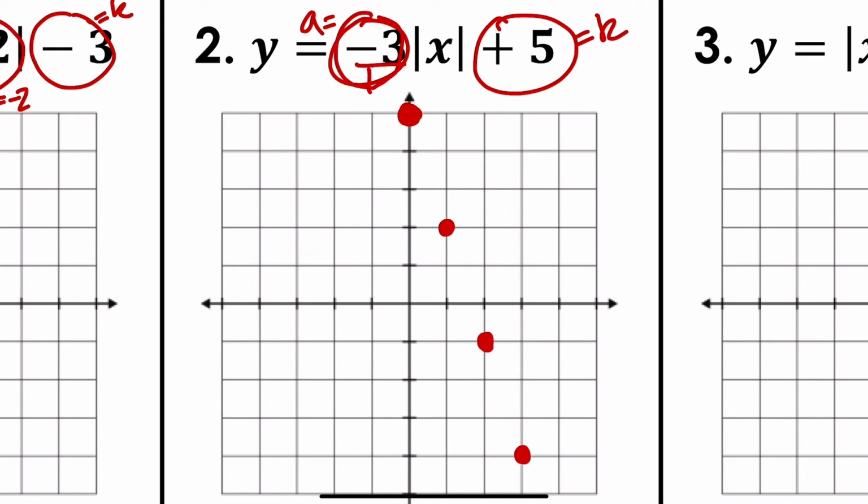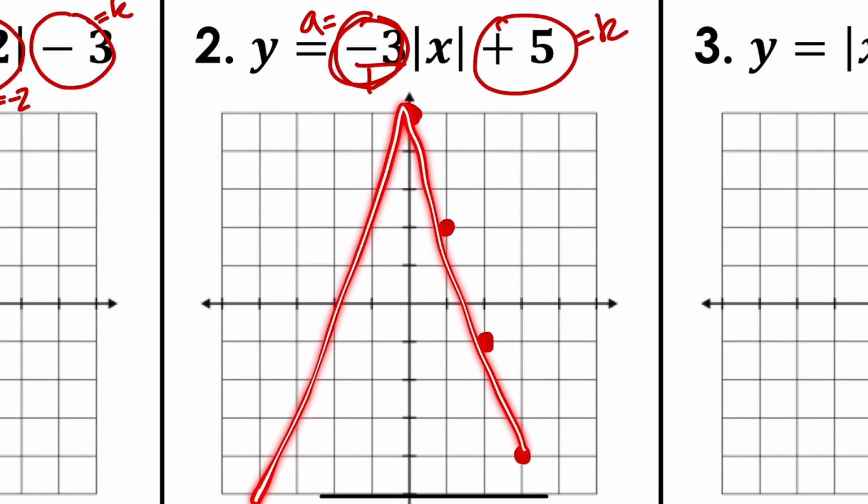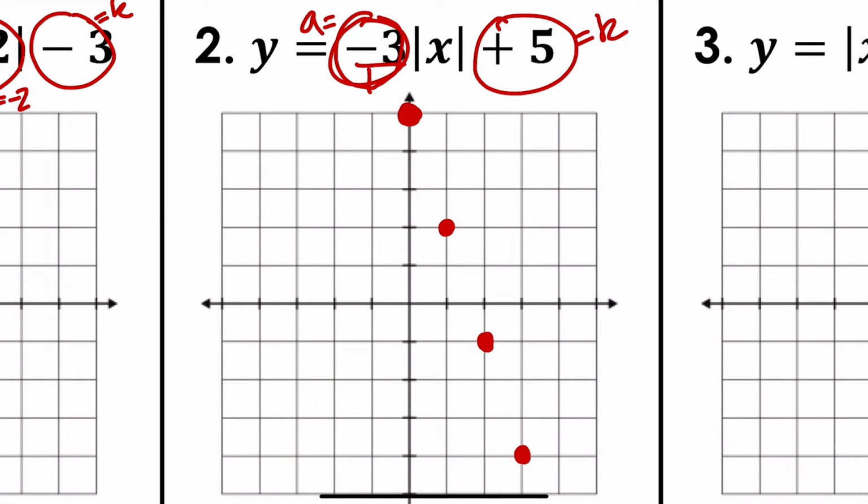Cool. All right, we're not done yet because we still want that V shape, so we have to go down the other way. We're going to do the same move, down 3, but we're going to go over to the other side. Down 3 over 1. Cool. Connect your dots. And there's our absolute value function.